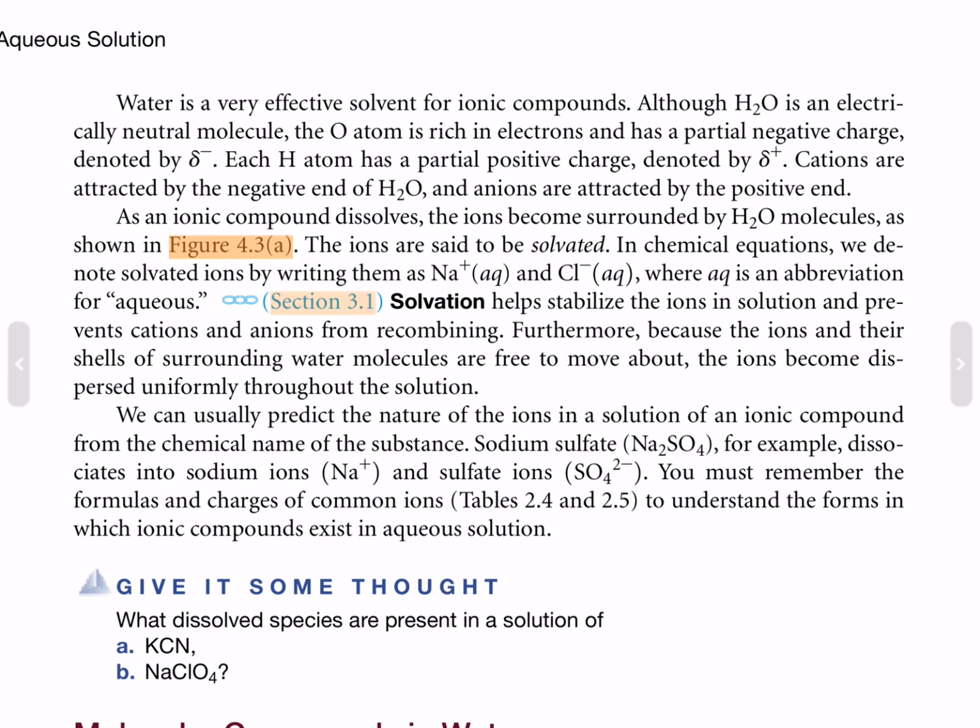In chemical equations, we note solvated ions by writing them as sodium ion (aq) and chloride ion (aq), where (aq) is an abbreviation for aqueous. Solvation helps stabilize the ions in solution and prevents cations and anions from recombining. Furthermore, because the ions and their shells of surrounding water molecules are free to move about, the ions become dispersed uniformly throughout the solution. We can usually predict the nature of ions in a solution of an ionic compound from the chemical name of the substance.